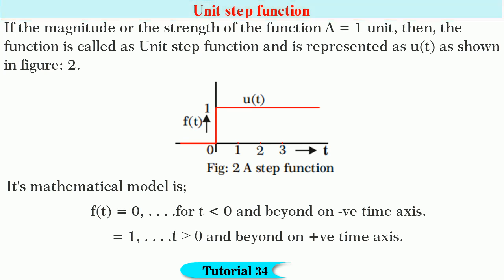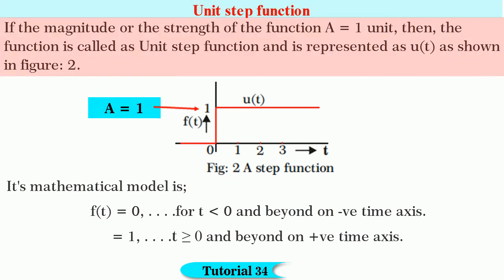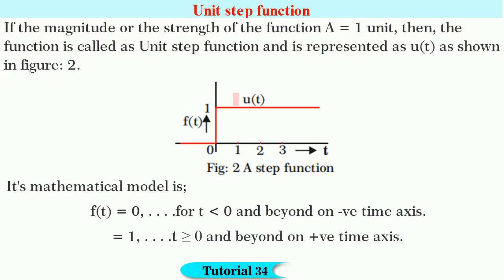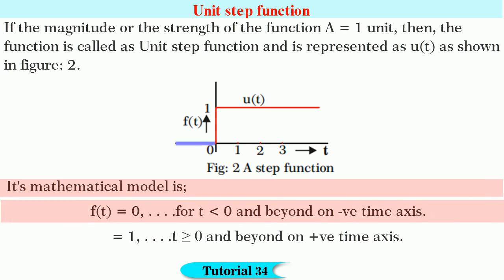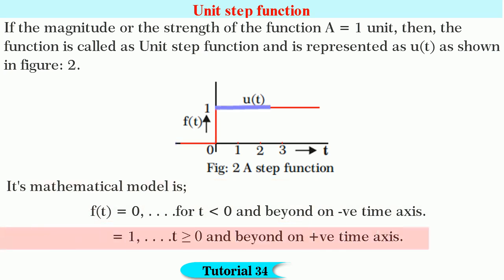It is very simple, friends. If the magnitude or the strength of the function a is equal to 1 unit, then the function is called a unit step function and it is denoted as u of t, as shown in figure. Now, you know its mathematical model: f of t is equal to 0 for t less than 0 and is equal to 1 for t greater than or equal to 0.